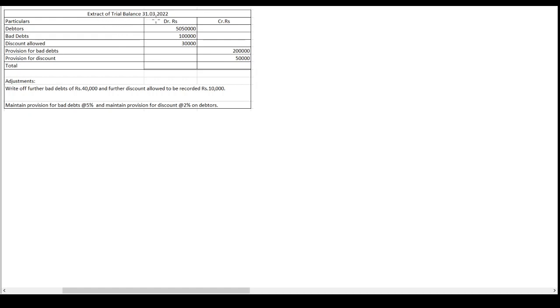Extract of a trial balance as on 31st March 22 is given to you. Particulars: debit rupees, credit rupees. Debtors, there is a debit balance of 50 lakhs 50,000. Bad debts, there is a debit balance of 1 lakh. Discount allowed, there is a debit balance of 30,000. Provision for bad debts already given in the trial balance 2 lakhs.